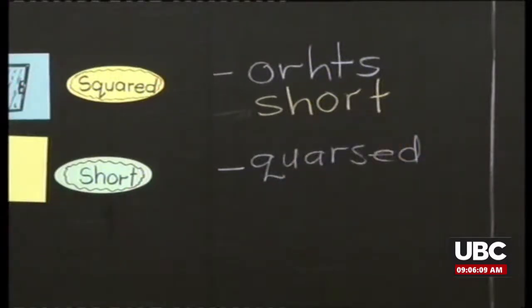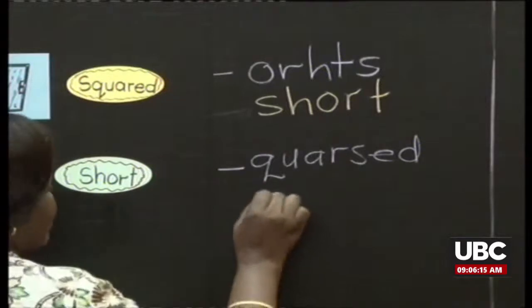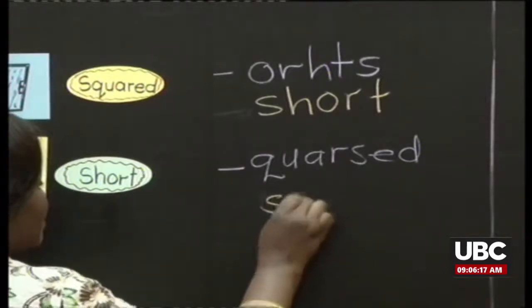It seems to have so many letters, but that's the word squared. Let's write it properly.